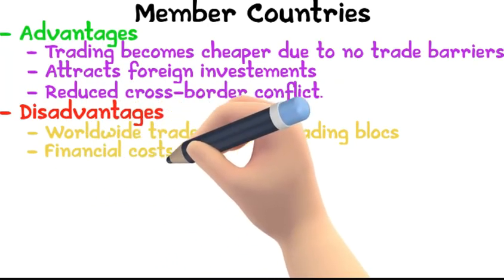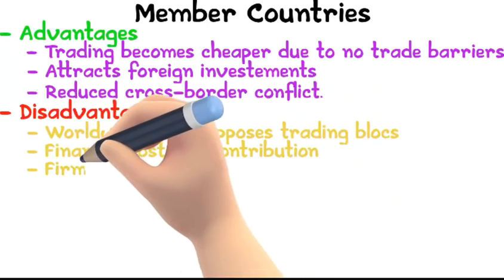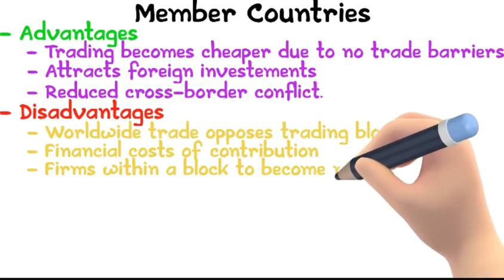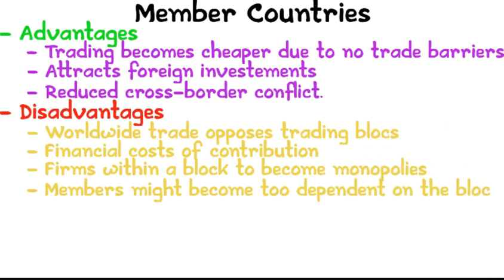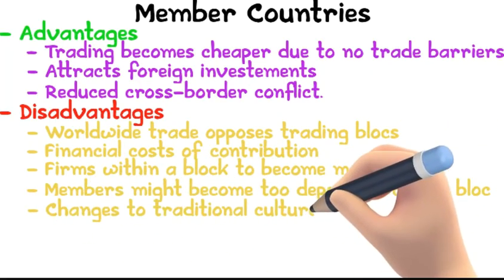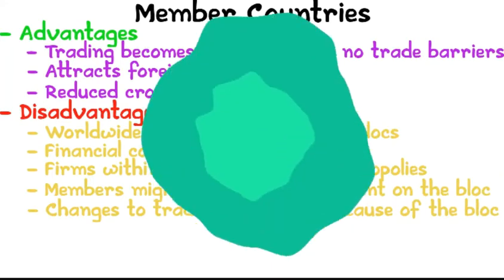Financial costs of contribution. Firms within a bloc might become too powerful and become a monopoly. Members might rely too much on the trading bloc. There could be changes to traditional culture because of the trading bloc.